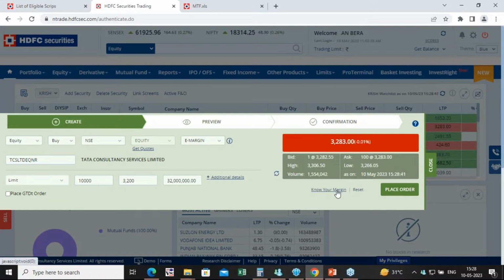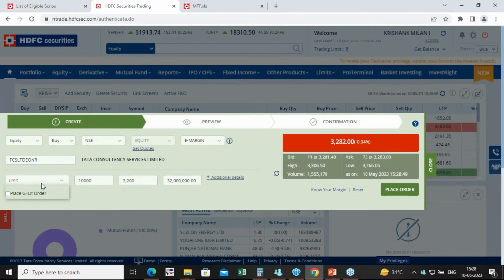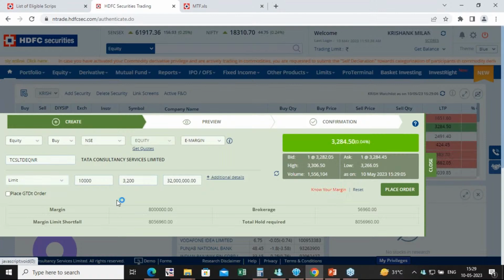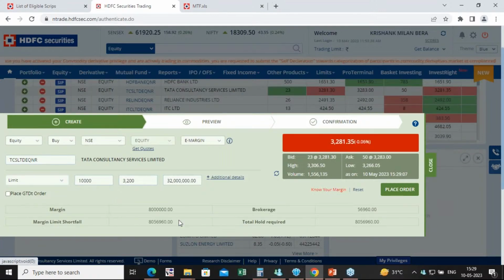Here I have selected the e-margin product, and I have selected a limit order, and I want to purchase 10,000 quantity at a price of 3,200. That means the value is 3,20,000, right? After that I will click on Know Your Margin. When you click on Know Your Margin, it will show you how much initial margin is required.